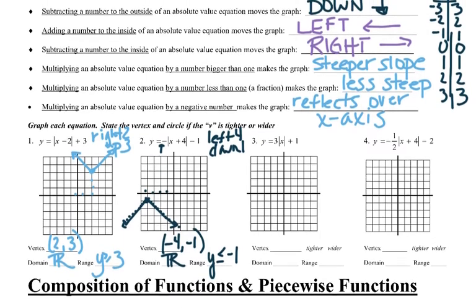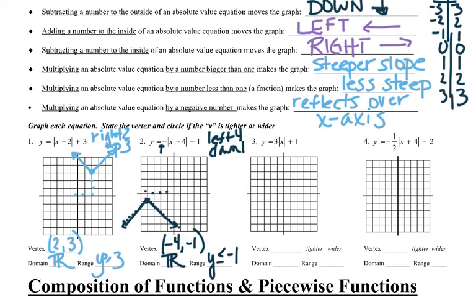Great. Here we see a 3, which is going to make our slope steeper. We see an up 1 here, so we're going to start here. And people wonder, how do I know how steep to make it? It's like a slope where you go up 3 over 1, up 3, over 1. So there's your graph. Your vertex is 0, 1. A lot of times I just have you circle that it's tighter. Domain, again, all real numbers. And what's the range? Right, y is greater than or equal to 1.